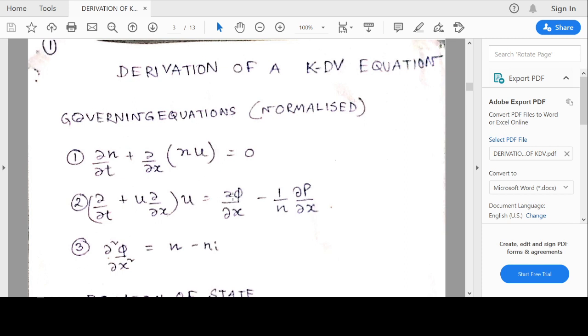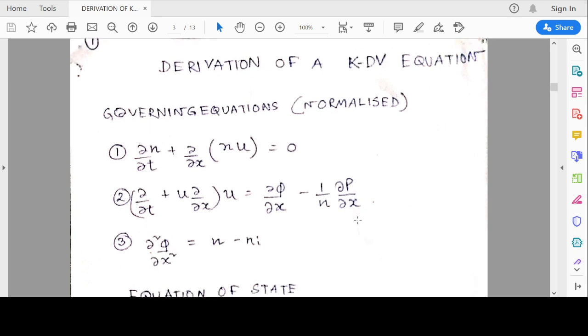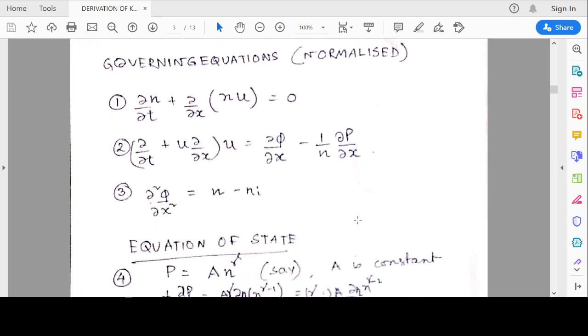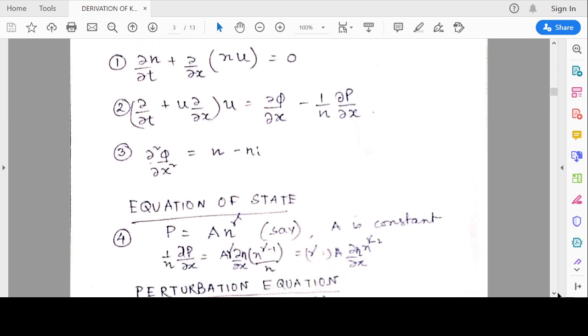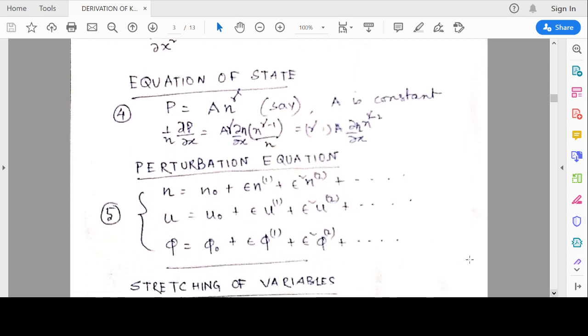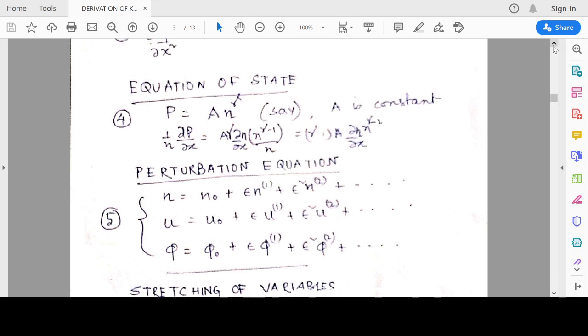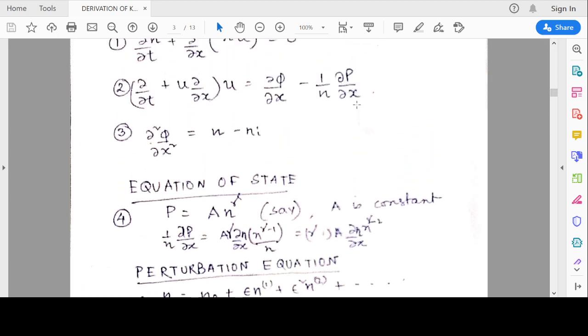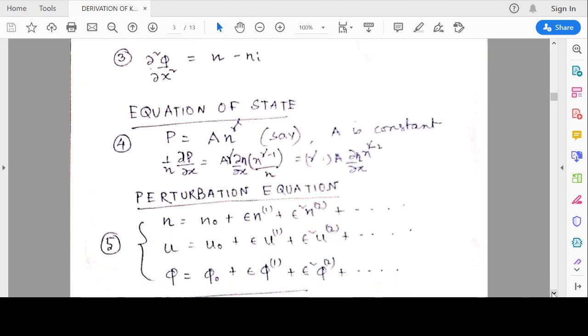the current, and here we have got the electrostatic potential and the stress tensor P. Sometimes we call it the equation of state. Suppose we have a polytropic process where the pressure is proportional to some exponent of density n. So it is P = A n to the power gamma, where A is a constant. Now in the stress term, we find 1 by n dP dx. So we just expanded this 1 by n dP dx.